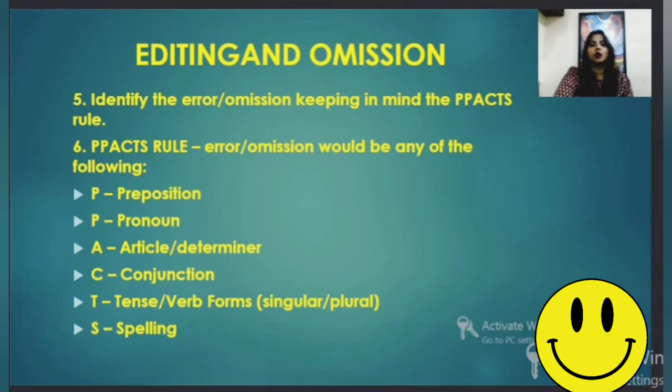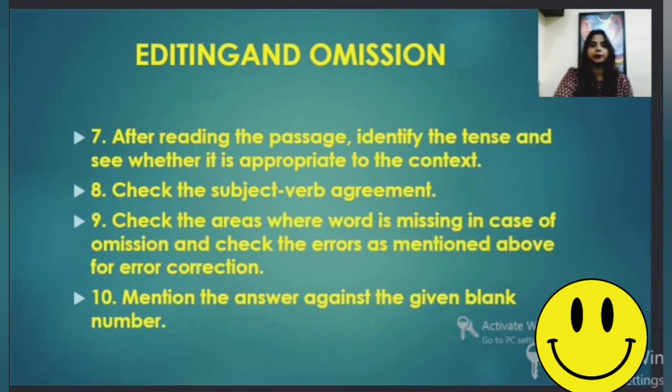PPACTS rule. Now what is PPACTS rule? P for preposition, P for pronoun, A for article or determiner, C for conjunction, T for tense, verb form, singular or plural, and S for spelling. So basically this rule is very applicable and important in order to find out the incorrect word or in order to find the omitted word in a passage, which comes with rigorous practice of such exercises by the students.